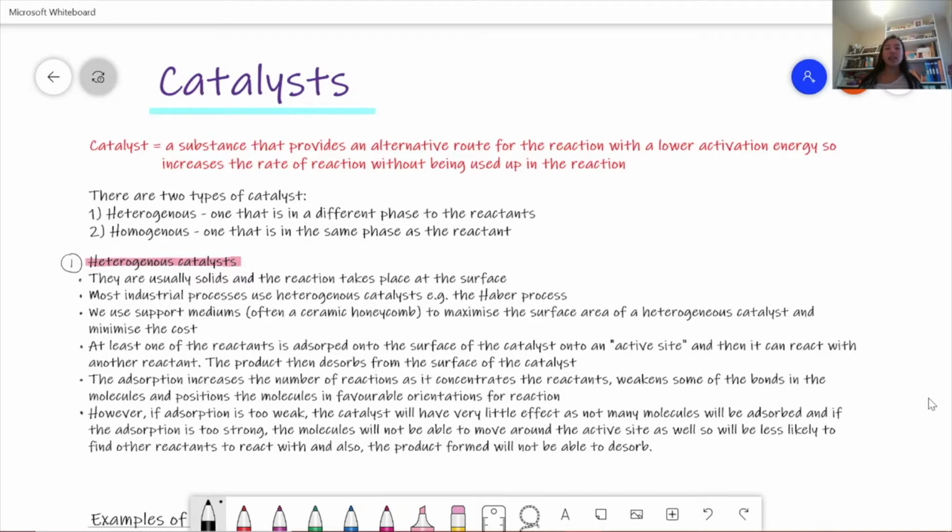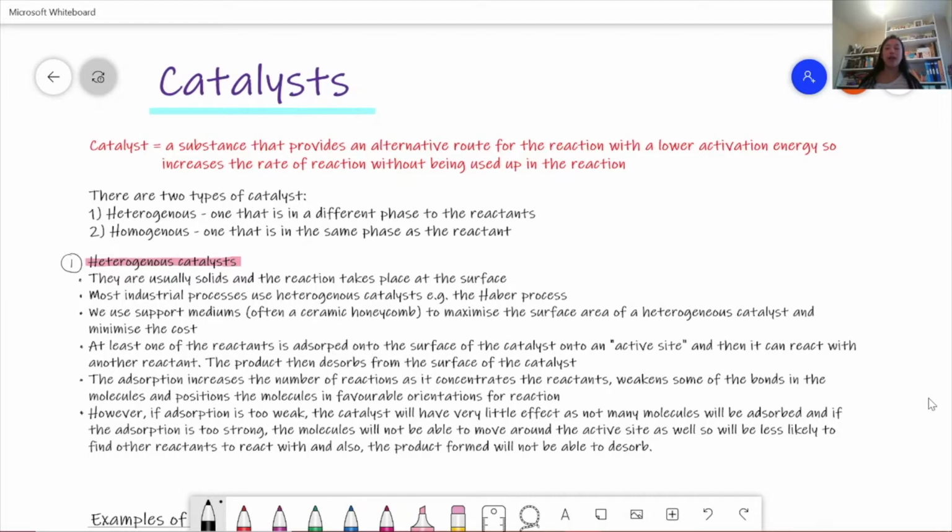The first is heterogeneous, and this means the catalyst is in a different phase to the reactants. And the second type is homogeneous, which is a catalyst that is in the same phase as the reactants. Firstly, we're going to look at the heterogeneous catalysts. There are a few things you need to know. The first is that they're usually solids and the reactions take place at the surface of the catalyst. Most industrial processes use these kinds of catalysts.